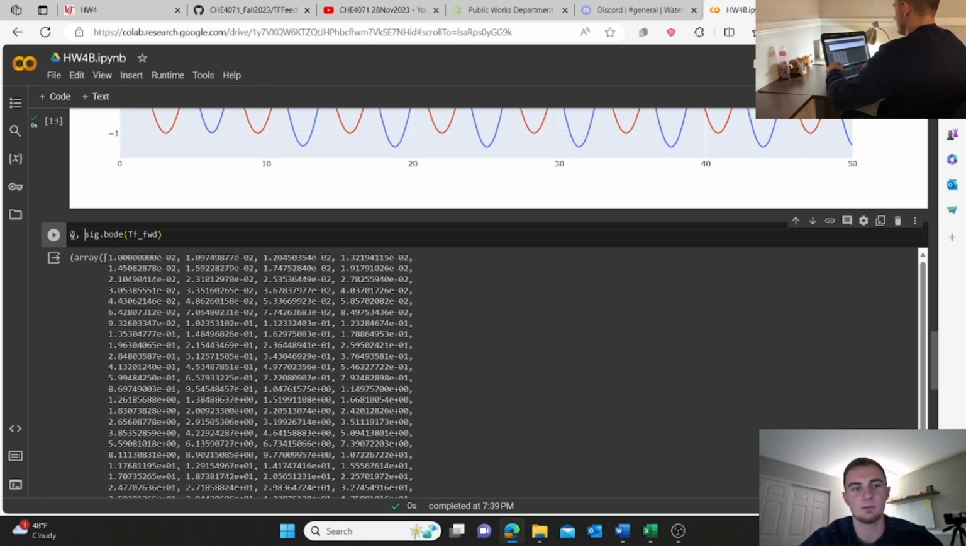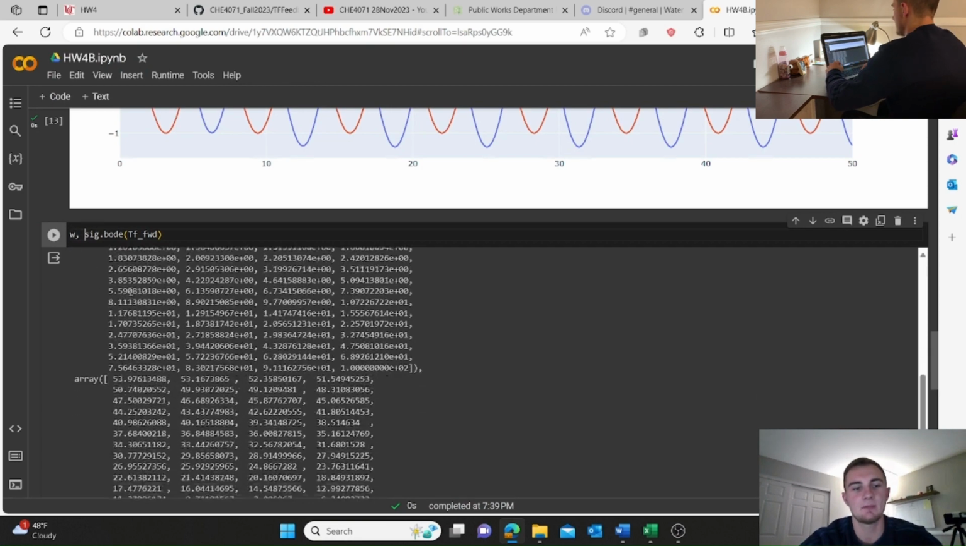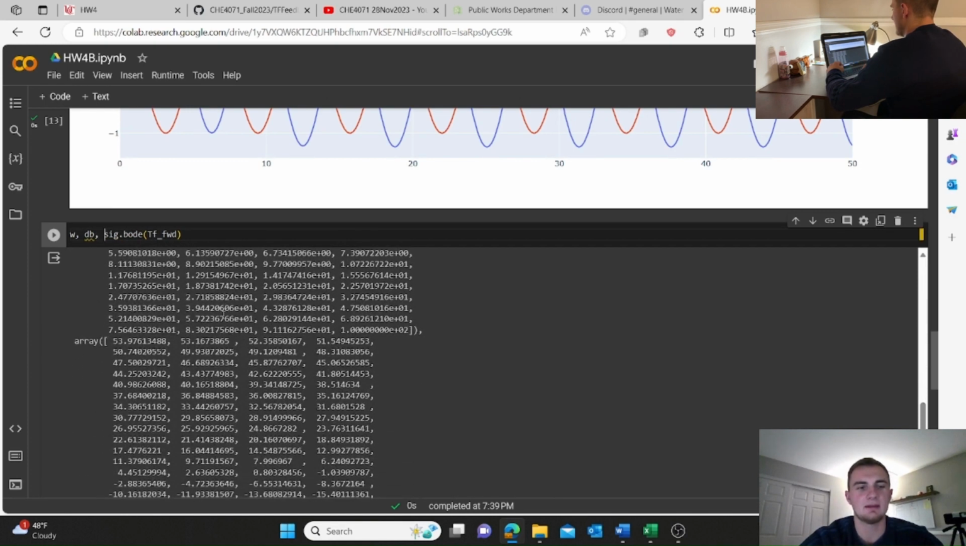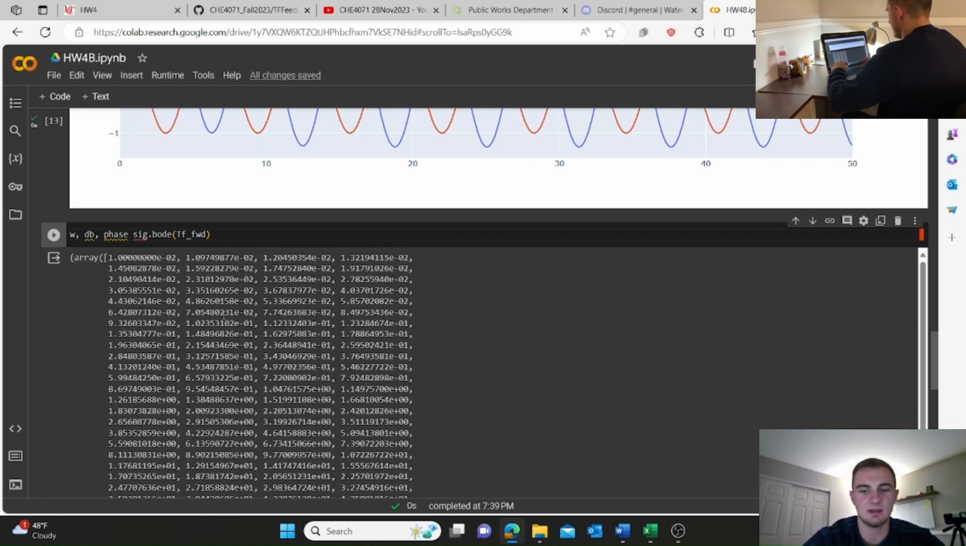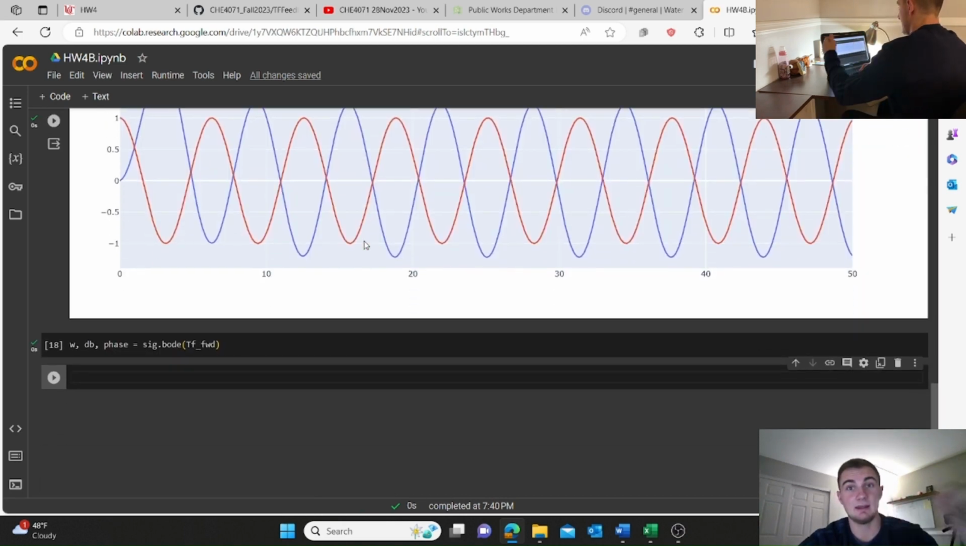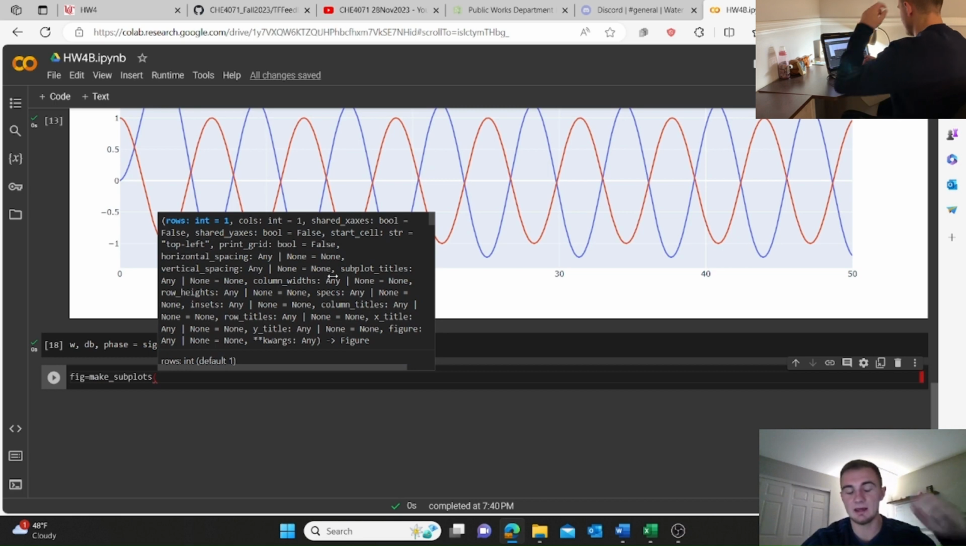We'll have W for the frequency, that's our first array. Second, we have our decibels for our amplitude ratios. And lastly, we have our phase lag. So we can grab all these values and go ahead and plot this up. I'm going to go fig is equal to make subplots. These plots are usually made right on top of each other. The way I've seen them, just looking them up, the phase lag is usually on the bottom and the amplitude ratio is on the top.